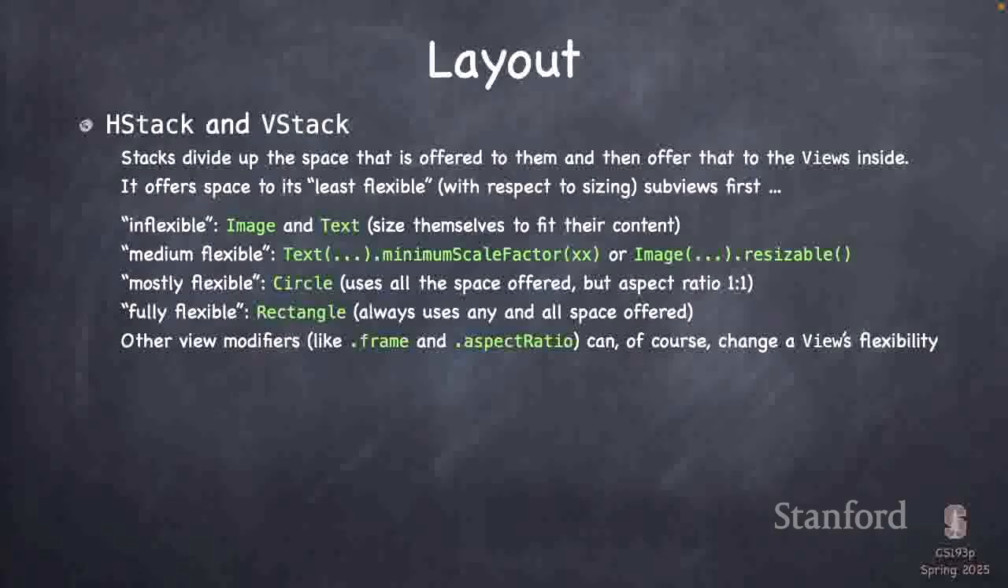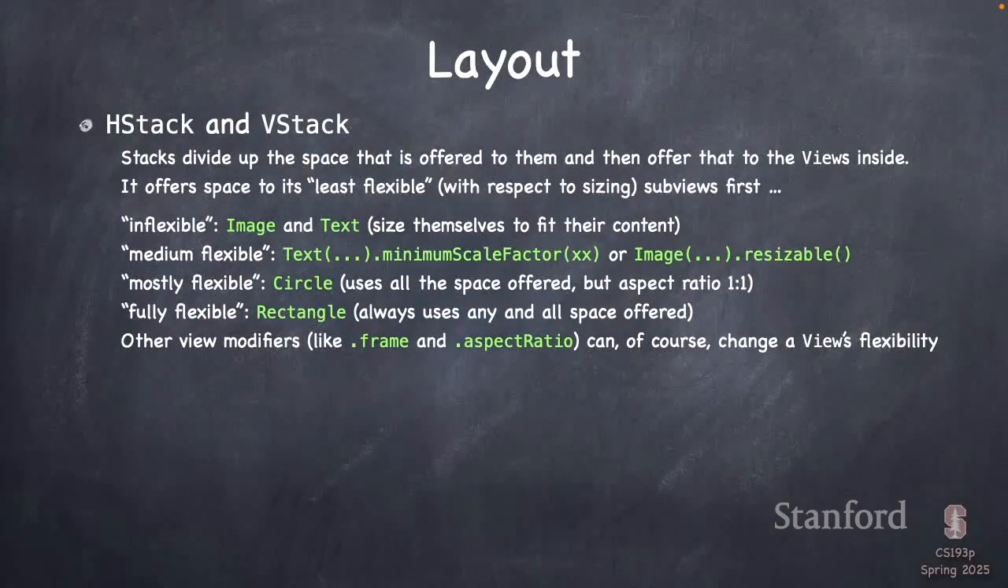And then we've got the fully flexible view. The iconic one is rectangle. If you put a rectangle in a VStack or an HStack, it's going to take all the space offered to it. Whatever the HStack or VStack offered, it will always take it all. And that's why it's offered the space last. You see? Because if you offered the rectangle the space first, it would take it all, and there would be none left for any other view.